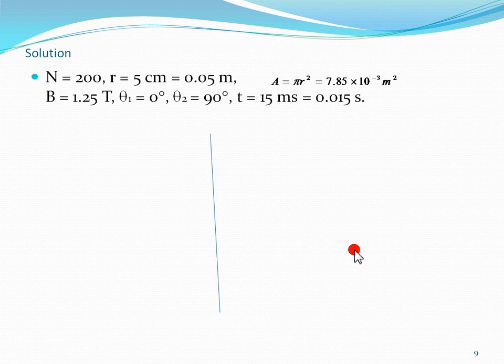The n is constant, the radius is constant, the area is constant. Nothing happened. The B is also constant. What changed is the orientation of the coil relative to the magnetic field.